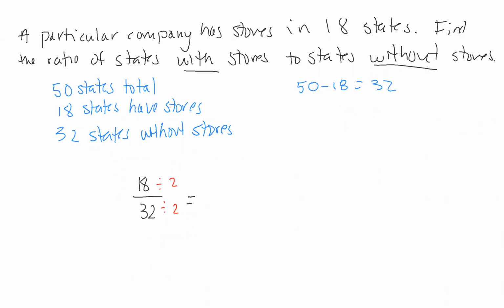Well, 18 divided by 2 is 9. 32 divided by 2 is 16. 16 and 9 have no common factors. So for every 9 states that do have stores, there would be 16 states that don't have stores. All right. So again, just always know there are 50 states in the US, and it's shocking how many people don't know that.